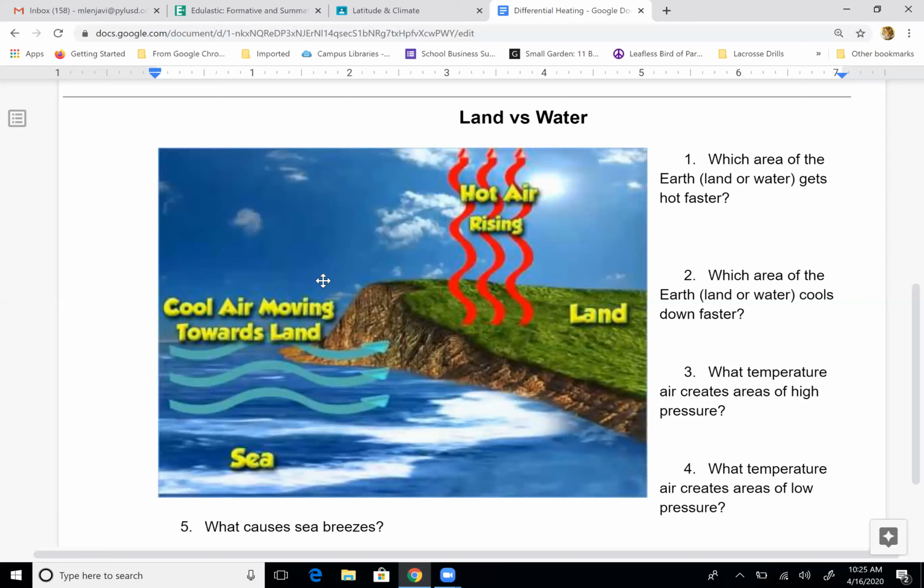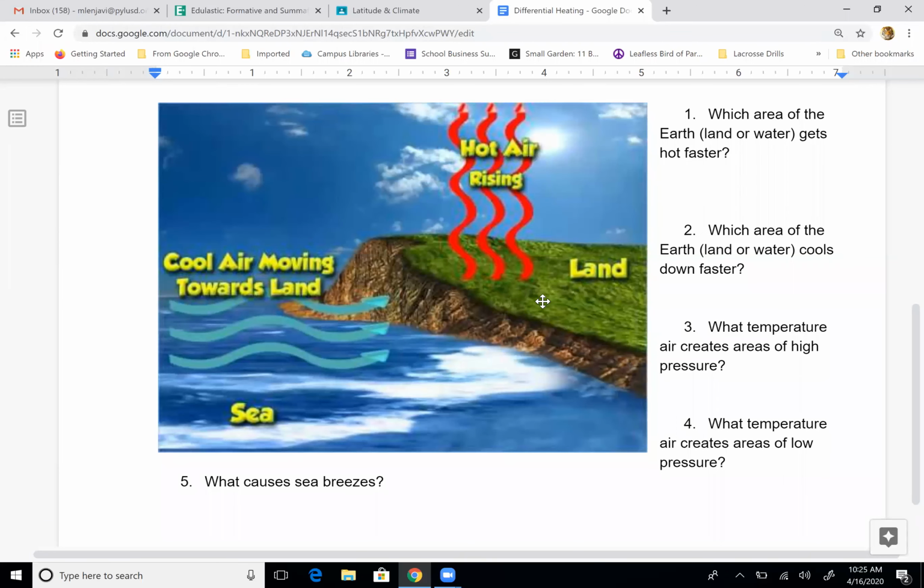So high pressure air replaces low pressure air, and therefore you have a sea breeze. And on land, when that happens, we call that wind. Okay, hopefully this video is informative and not too complicated.